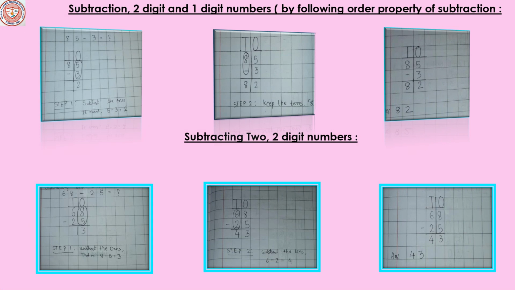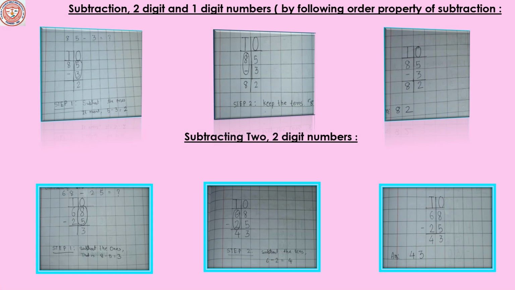Number 3, in subtraction, the order in which the numbers are subtracted is important. It means a bigger number cannot be subtracted from a smaller number. So, these are the properties of subtraction.